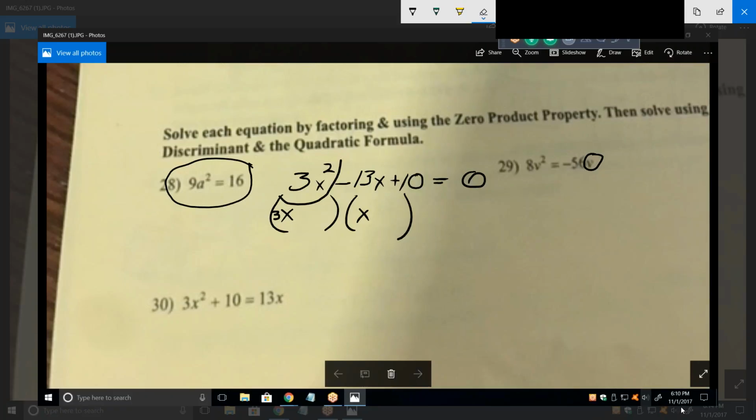Next step. After I've split up the x's, that's step 1. What's step 2?